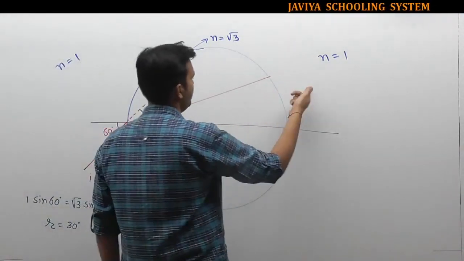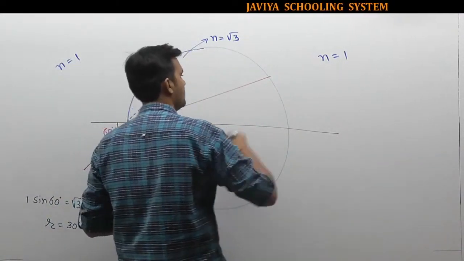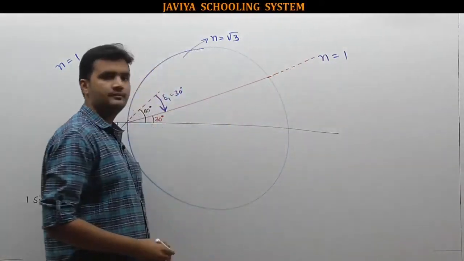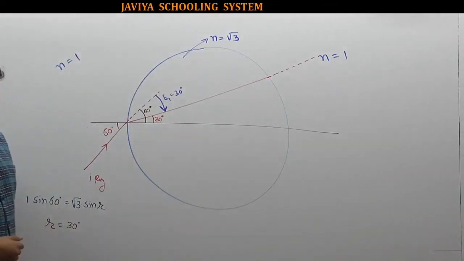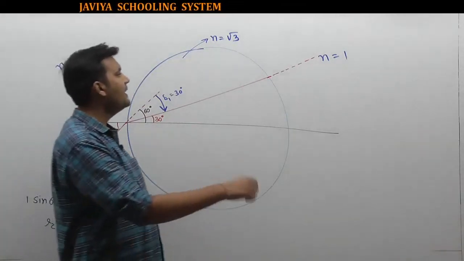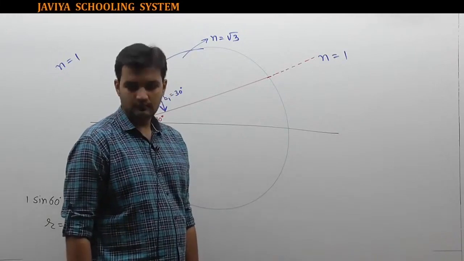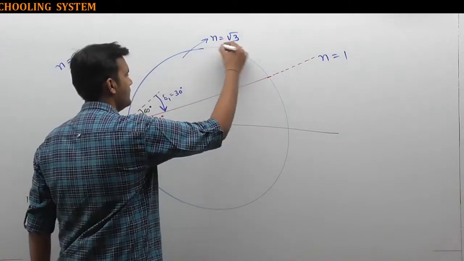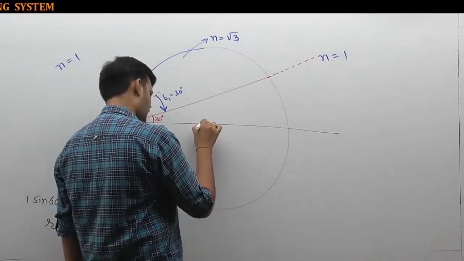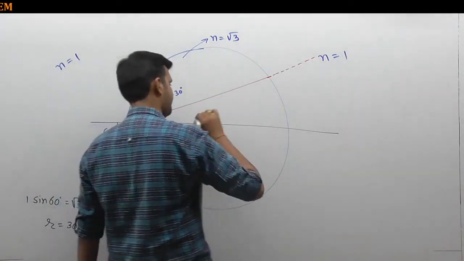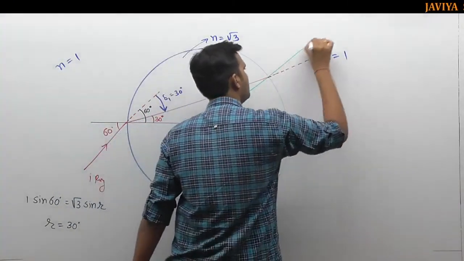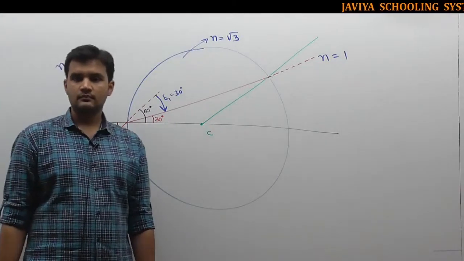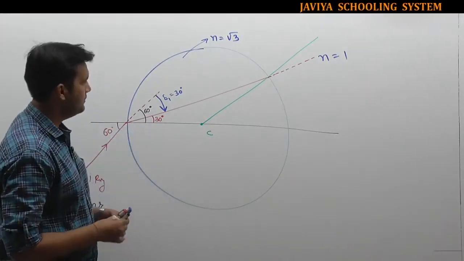Now there is another boundary. This is denser and this is rarer. So this is the original path. And where is your normal? Correct? Can you consider this as a mirror? This much part. So normal should pass through the center of curvature. See? So this is your normal. Be careful. Right?